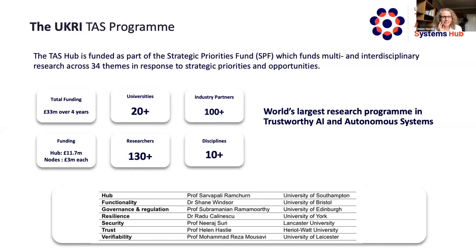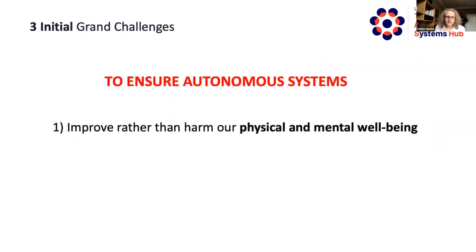So that's great. There's the hub, and then there are 6 nodes on functionality, governance, regulation, resilience, security, trust, and verifiability. I've listed the PIs there, and if you're interested, you can contact them. There was supposed to be one on responsibility, but I don't believe it was funded in the first round. There was another call that closed last week, and smaller node-like projects will come out of that. That's still to be announced. So that's the overall program.